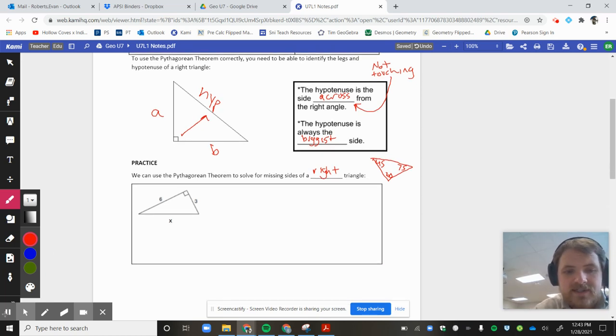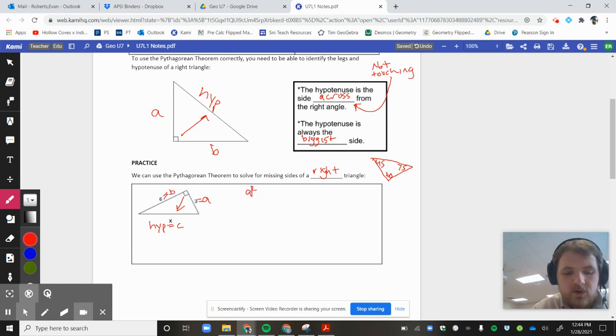So in this case, x, let's say, is that the hypotenuse or a leg? Well, it's across from, it's not touching that right angle. So we call that the hype, and again, that's the letter C. I usually make the smaller one my A, but it's really up to you. It does not matter. So B is going to be 6.